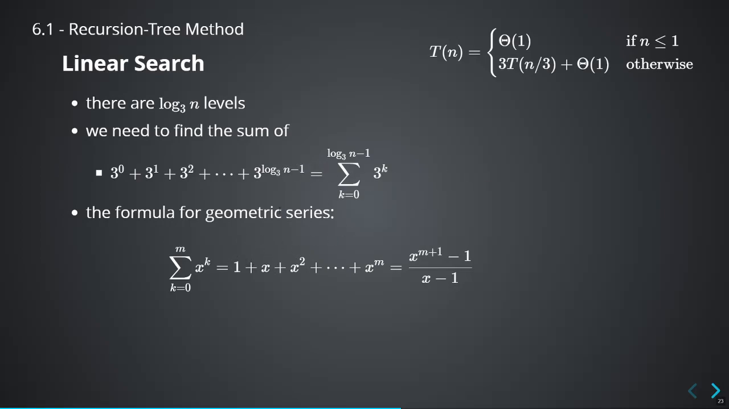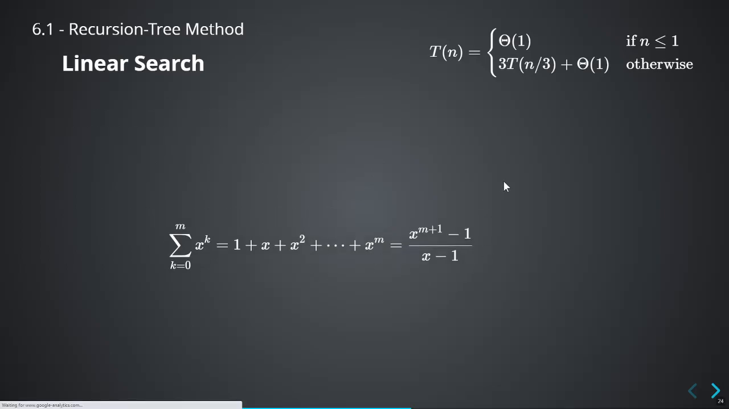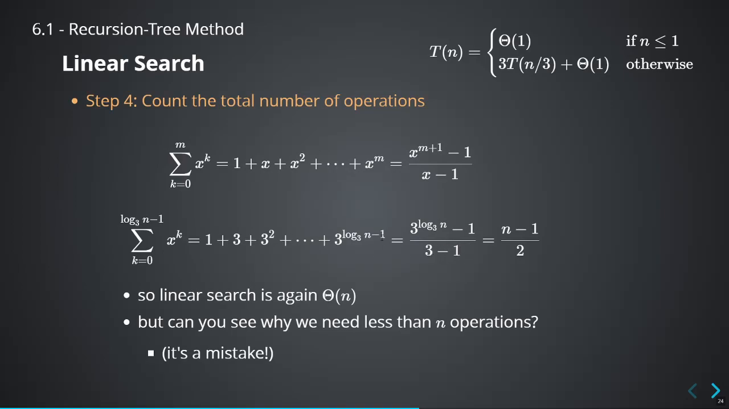Alright, so again, apply the formula for geometric series. We have the sum to be n minus 1 over 2. So again, linear search is theta n. But do you see something dodgy here?